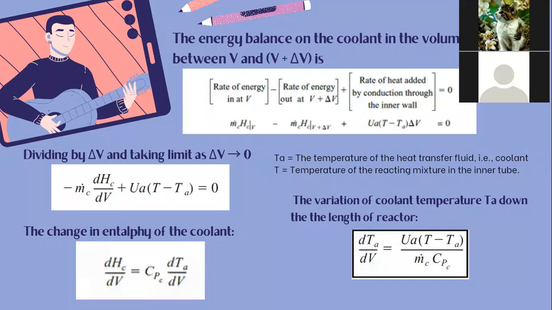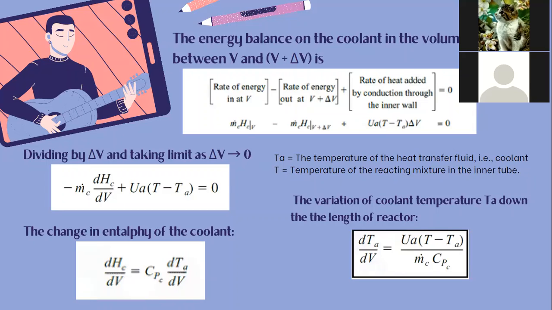Okay, thank you, Izzah. Assalamualaikum. So, I'm going to explain the energy balance on the coolant in the volume between V and V plus delta V. The rate of energy in at V minus the rate of energy out at V plus delta V plus the rate of heat added by conduction through the inner wall equals 0.